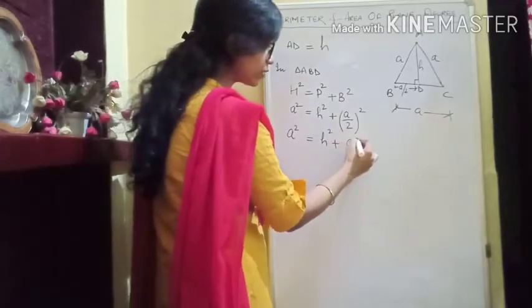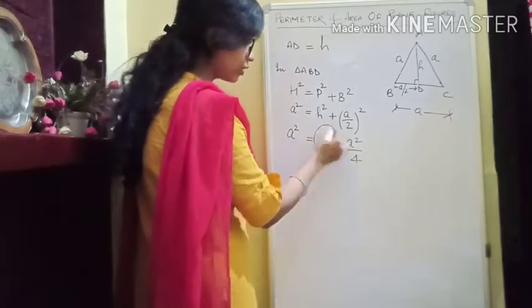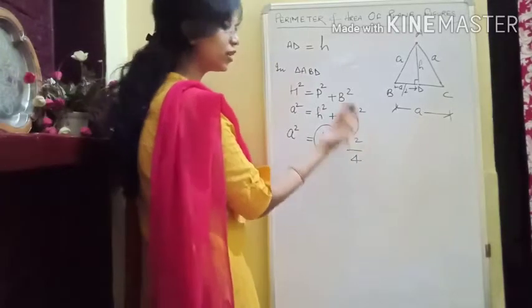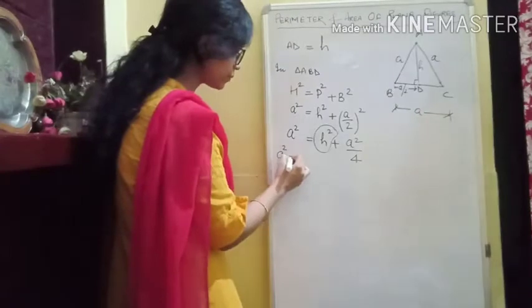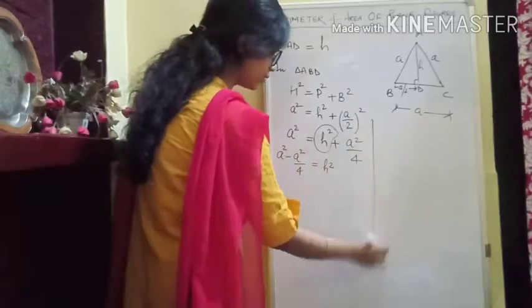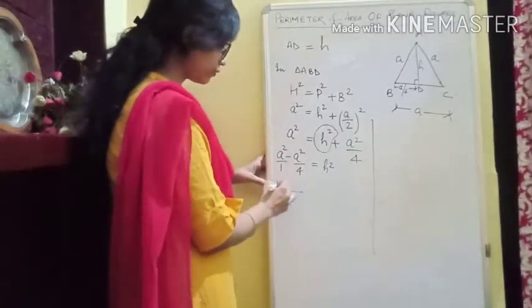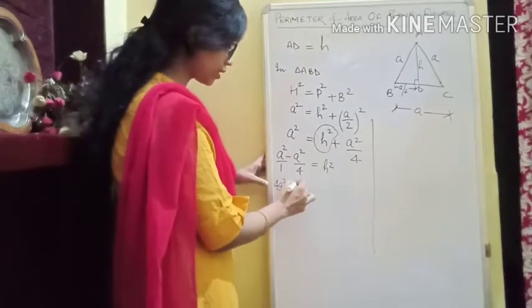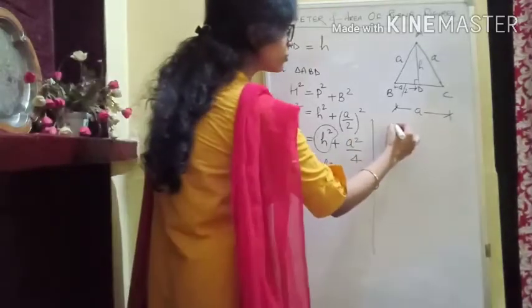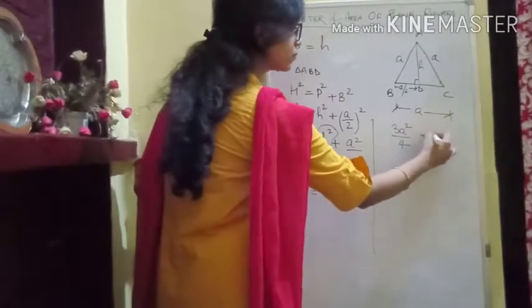So when you open it, it will be a square upon 4. Now we are calculating h square, so we are taking this a square upon 4, which is in plus sign, to the other side, so it will be in minus. a square minus a square upon 4 equals h square. Correct? Now we take LCM, and what will be the LCM? That would be 4. It will give you 4a square minus a square, and that will be 3a square upon 4 equals h square.